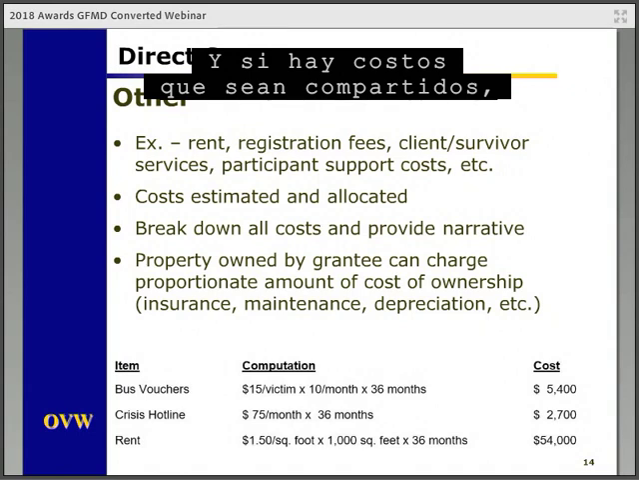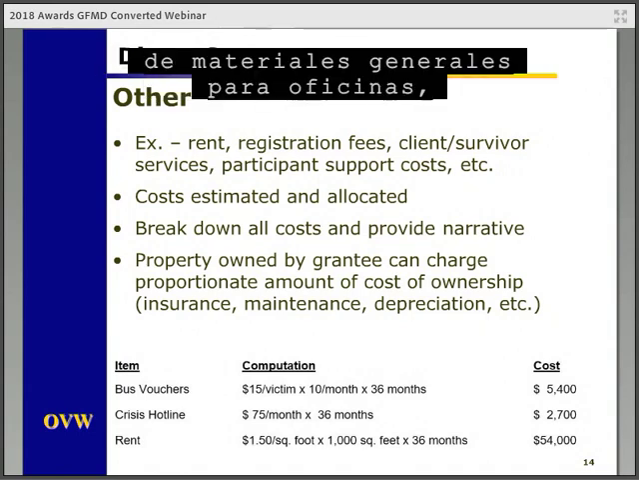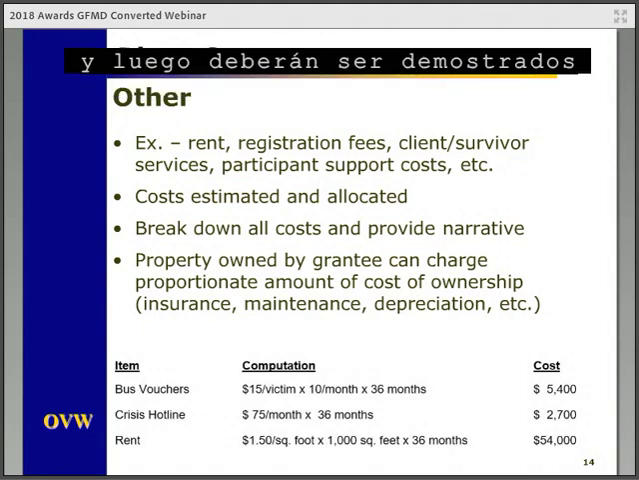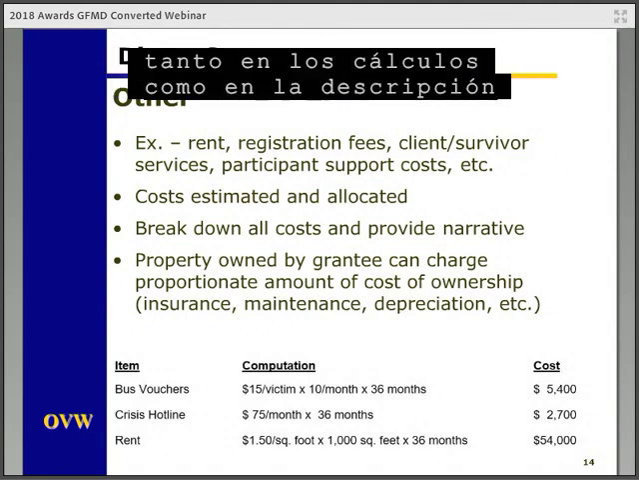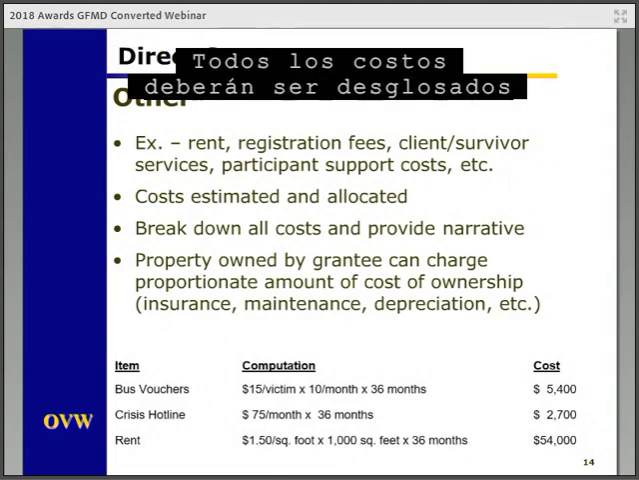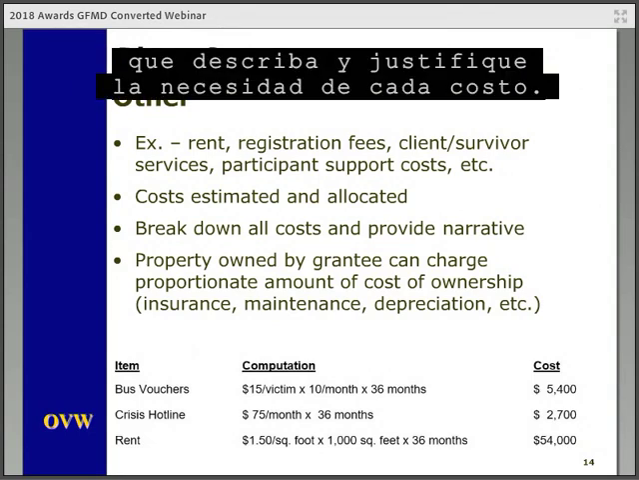And if there are any costs that are shared, like we discussed previously with general office supplies, then those costs should be allocated using your cost allocation method, and then should be demonstrated in both the calculation and the narrative for the line item. All costs must be broken down to show the calculation of how you determine the total cost and supported by a narrative that describes and justifies the need for it.